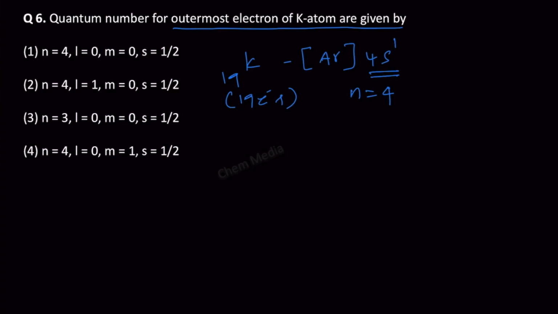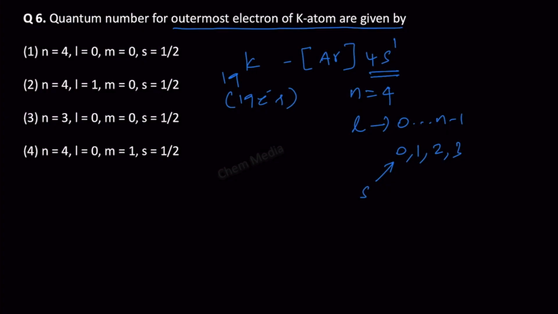When the principal quantum number is 4, the azimuthal quantum number, or angular momentum quantum number, runs from 0 to n minus 1. Therefore, it can have 4 different values: 0, 1, 2, 3. However, for a 4s orbital, the L value is equal to 0.